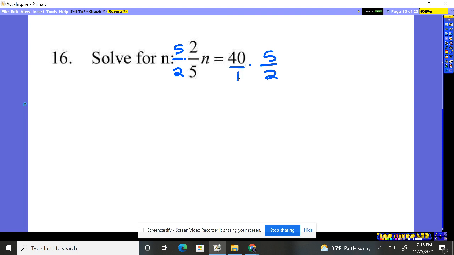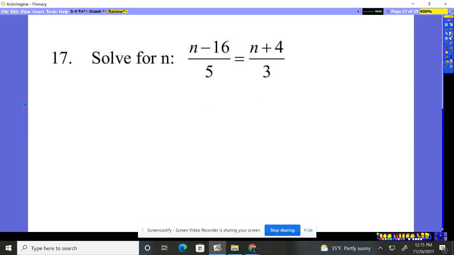That's just 40/1. Everybody here will cancel out. You'll end up with 10/10, which is just 1n equals. Here you'll end up with 200 on top over 2. And what is 200 divided by 2? That is 100.